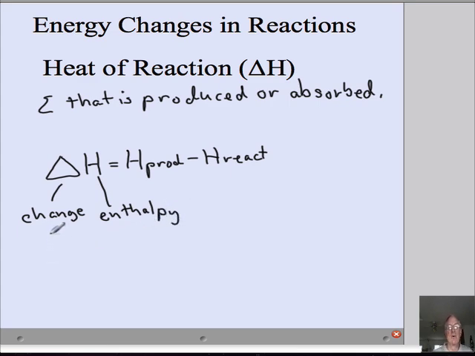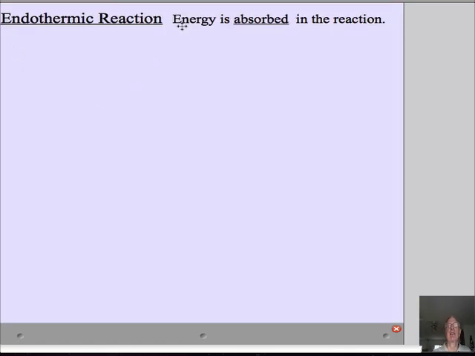The units for this would be usually in either kilocalories or kilojoules per mole of chemical that reacts. So we classify chemical reactions by whether they either absorb or give up energy during a chemical reaction.